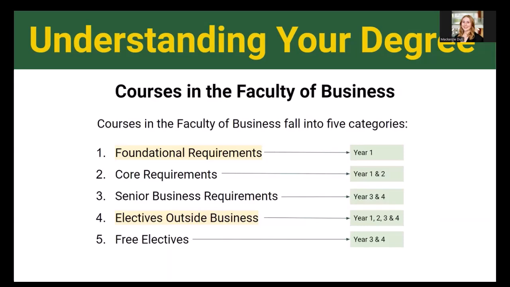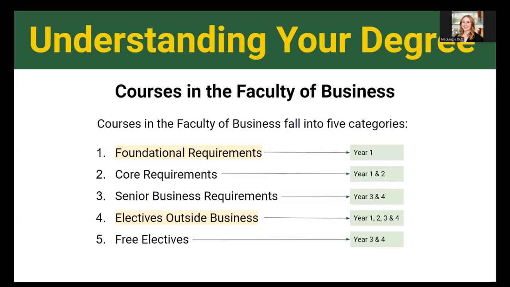Courses in the Faculty of Business fall into 5 categories. The first one is foundational requirements, which are completed in year 1 of the program, and these are foundational courses to the Bachelor of Commerce program. The next is core requirements, which are completed in years 1 and 2 and include intro business courses such as marketing, business law, accounting, finance, and so on.